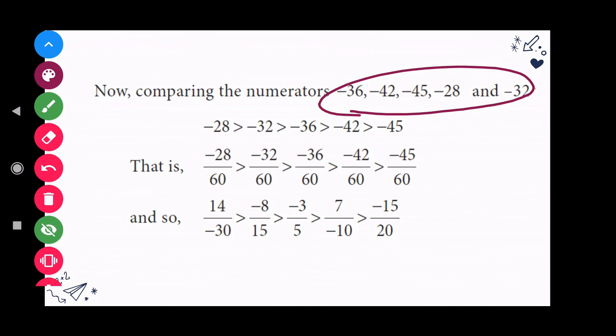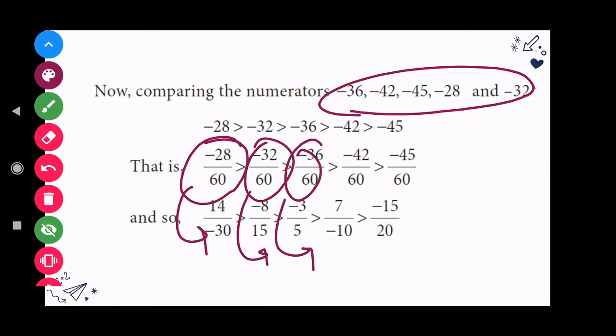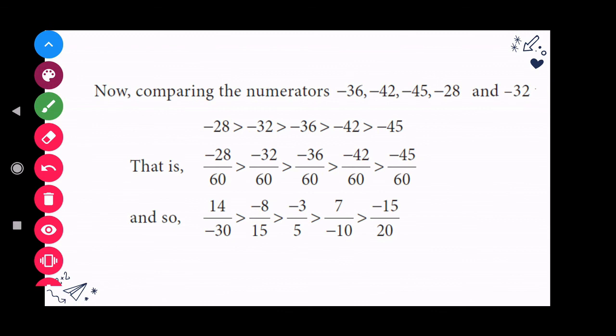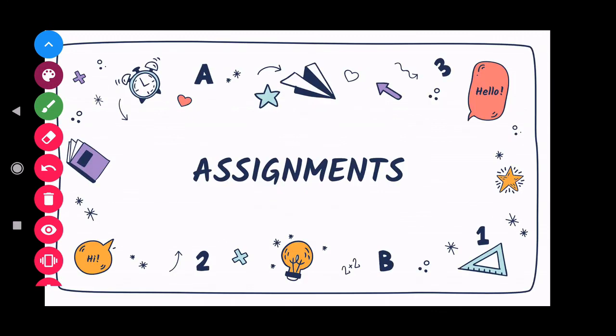Here we have arranged in descending order, and the next step is to write the arranged numerators with their denominator. And the final step is to write the corresponding equivalent fractions of the arranged fractions. Okay, so that is how we write the ascending or descending order of any given set of rational numbers.